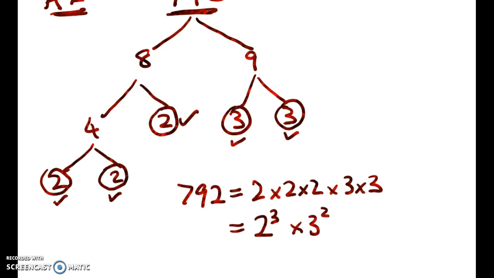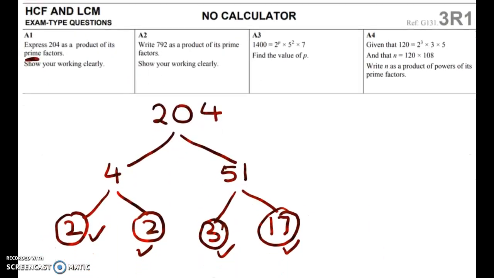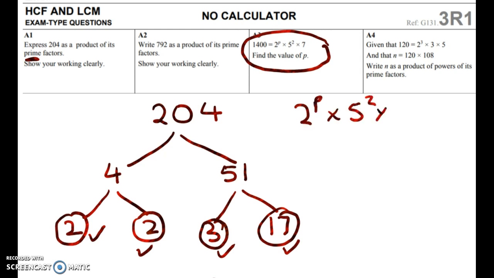Let's have a look at question 3 because it's a little bit different. One of the skills we want you to develop for problem solving is figuring out what they're asking for. So this looks a bit funny. 1400 is equal to 2 to the power of p times 5 squared times 7. And we have to find the value of p.